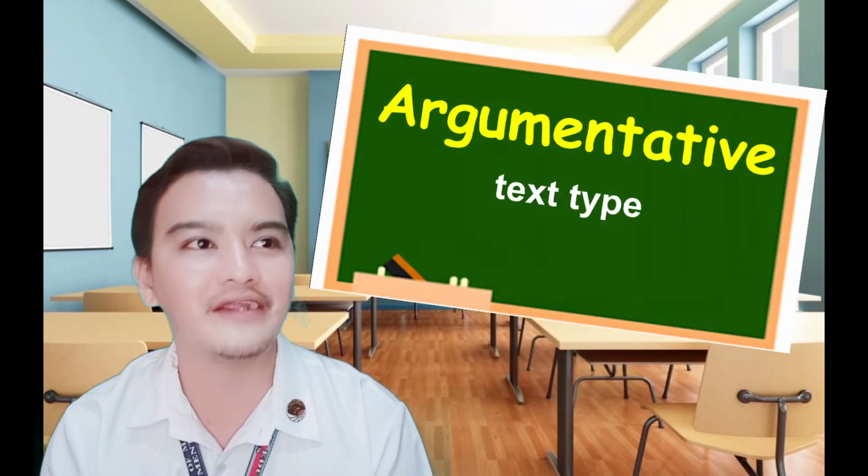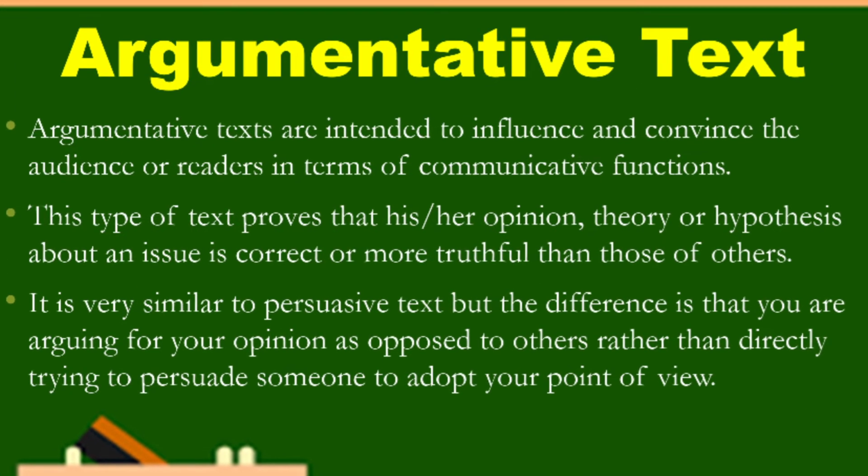Now let's proceed to argumentative text or argument. Argumentative texts are intended to influence and convince the audience or readers in terms of communicative functions. This type of text proves that his or her opinion, theory, or hypothesis about an issue is correct or more truthful than those of others. It's very similar to persuasive text, but the difference is that you are arguing for your opinion as opposed to others, rather than directly trying to persuade someone to adopt your point of view.